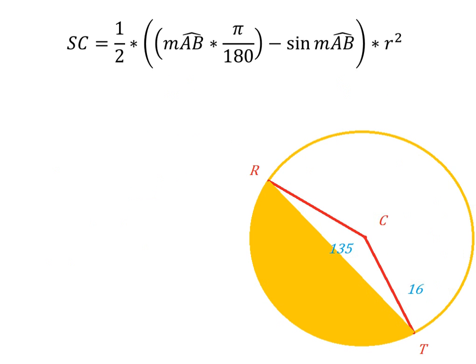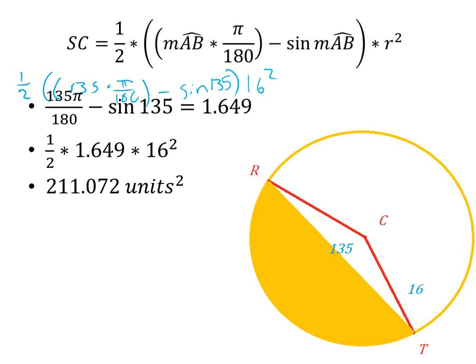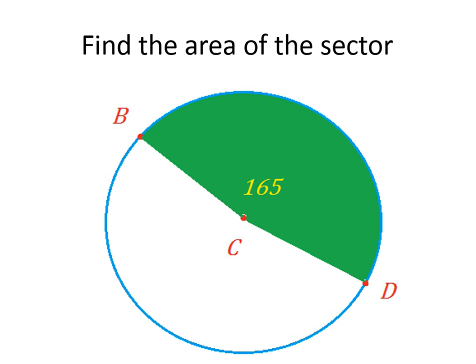All right, so looking at this one, when we set it up, it would be 1/2 parenthesis 135 times pi over 180 close parenthesis minus sine of 135 close parenthesis times 16 squared. And then from here you do the part on the inside, then you do everything on the outside, and then multiply it through. And you see we get about 211. So a lot of this is just plugging into the equation, and then just brute force finding.